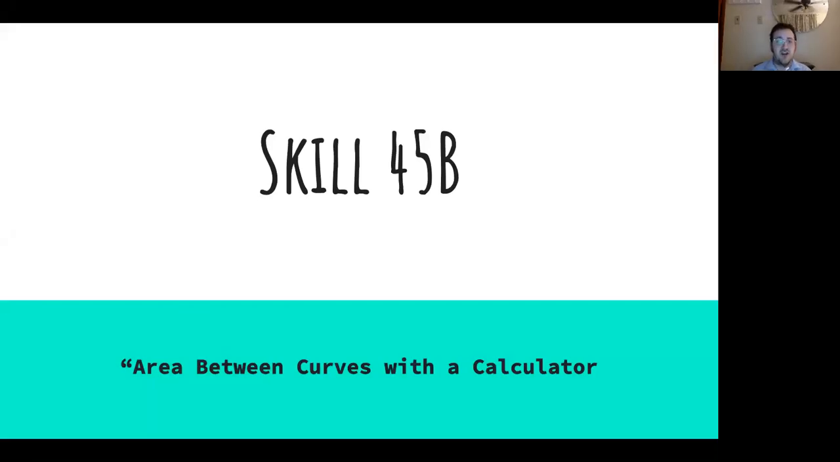Hello, calculus scholars. Today we're going to be doing skill 45B. This is area between curves with a calculator. You really will need a graphing calculator to do these problems, not because they're particularly difficult, but just because they have funky numbers with decimals and stuff like that.